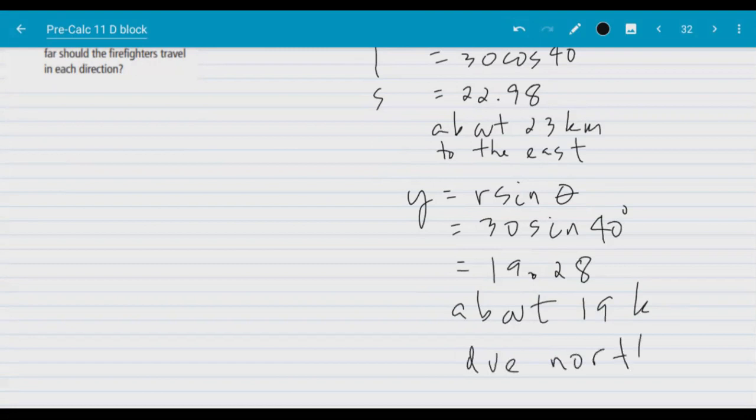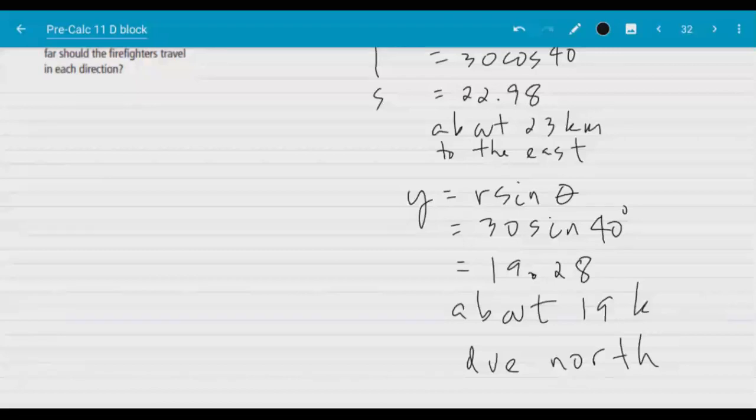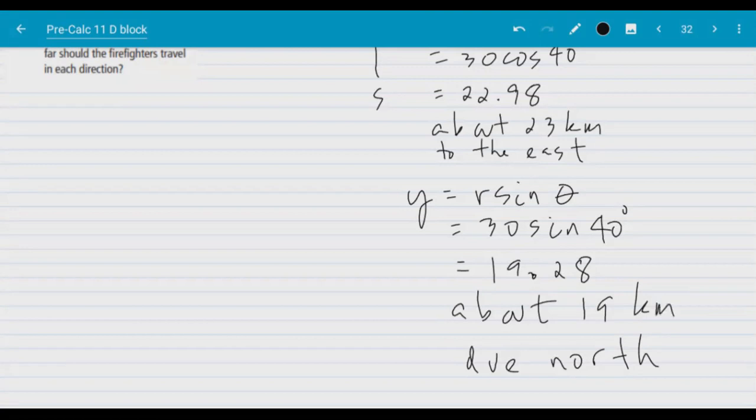All right, so in summary, the firefighters should travel approximately 23 kilometers east, then approximately 19 kilometers north. Once again, if you have a question or if you're unclear, please stop and rewind and take a look again.